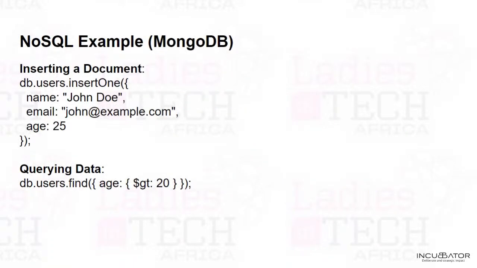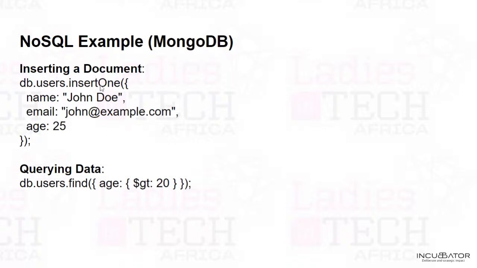All right. So a NoSQL example, which is MongoDB, inserting a document basically. What you want to do is put db.users, which is the table name. But you know that we don't have tables here. I'm just trying to relate it so you can understand what I'm saying.